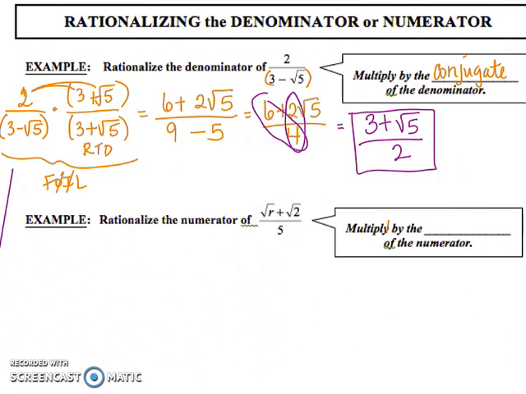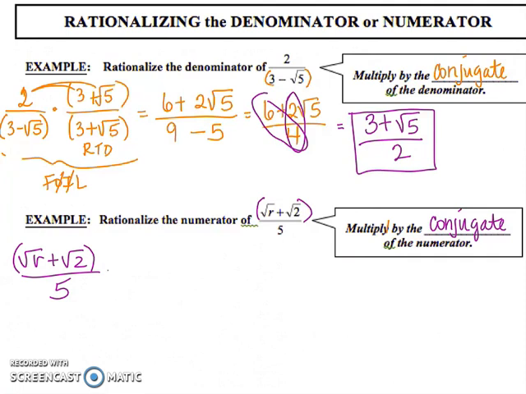In the second example, as I mentioned, we are going to rationalize our numerator. Again, same process. Our plan is to multiply by the conjugate, but this time it's going to be by the conjugate of the numerator. So here's our numerator, square root of r plus square root of 2. 2 radicals in there this time. That's okay. Over 5. So we're going to multiply top and bottom by square root of r minus square root of 2. Remember, the conjugate always has the opposite sign. And this is our rationalize the numerator step.